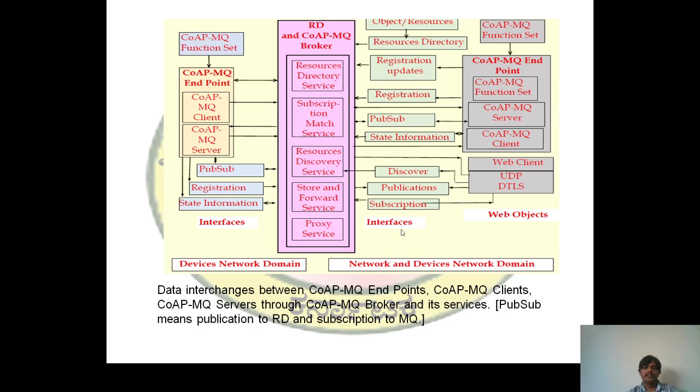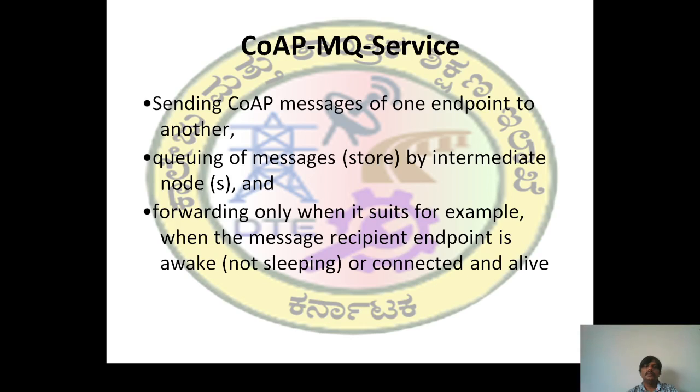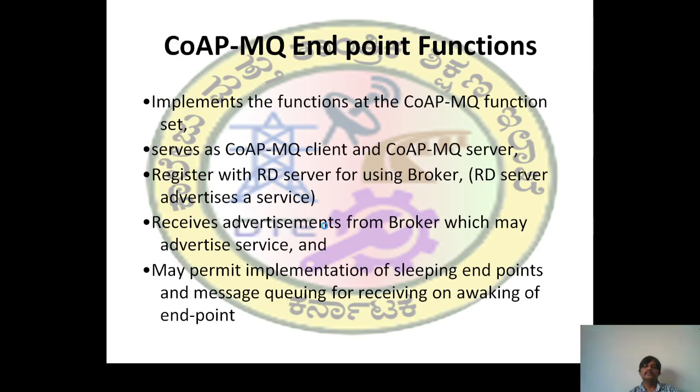Here this figure shows data interchanges between COAP MQ endpoints, COAP MQ clients, COAP MQ servers through the COAP MQ broker and its services. COAP MQ service is for sending COAP messages from one endpoint to another. Queuing of messages by intermediate nodes and forwarding only when it suits, for example, when the message's destination endpoint is awake or connected and alive.